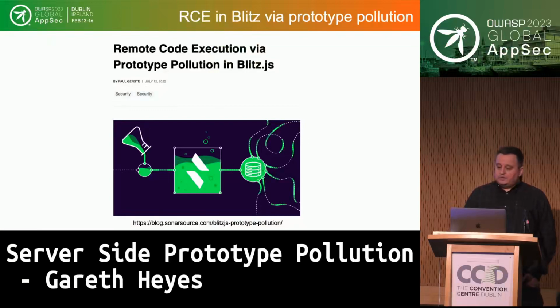So Paul Gerst blogged about exploiting a prototype pollution vulnerability in the Super JSON library, which resulted in RCE in Blitz. I definitely recommend you check that out if you can, because it's really cool.